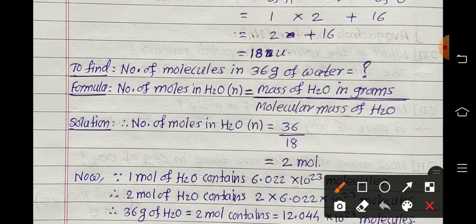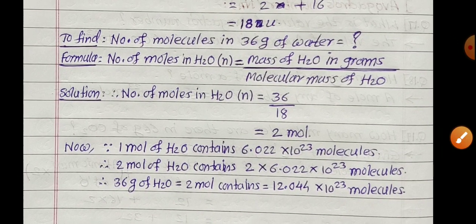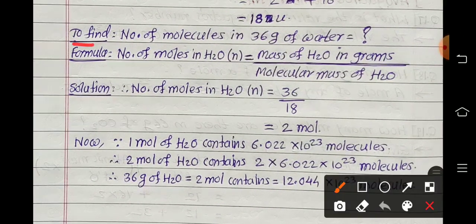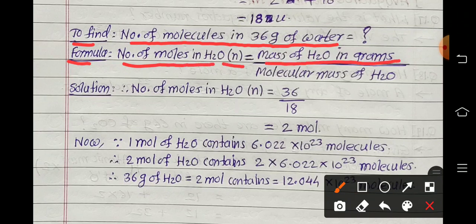Now to find out the number of molecules in 36 gram of water. How many molecules in 36 gram of water, that we find out. Now formula. First of all, we find out the number of moles. So number of moles in H2O is indicated by which letter? N. Number of moles in H2O is equal to, what is the formula? Mass of water in gram divided by molecular mass of water.